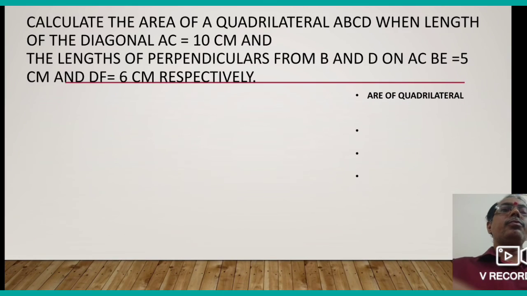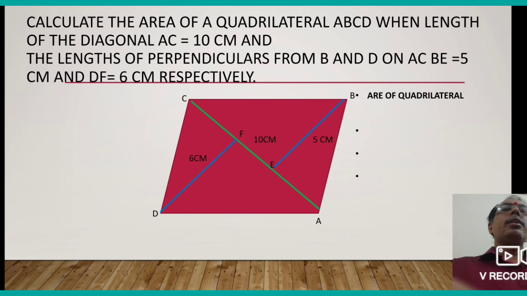Now let us see one sum here. Calculate the area of a quadrilateral ABCD when length of the diagonal AC is 10 cm and the length of perpendiculars from B and D on AC, BE is equal to 5 cm and DF is equal to 6 cm respectively. So draw the figure and write the question. Try to do this sum.